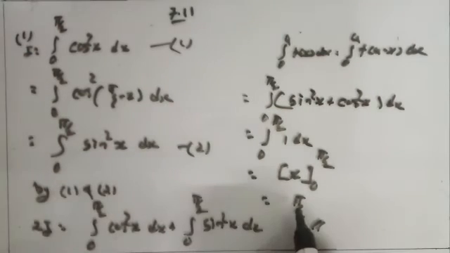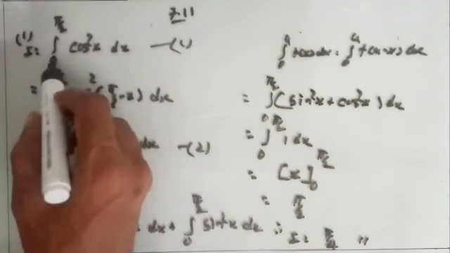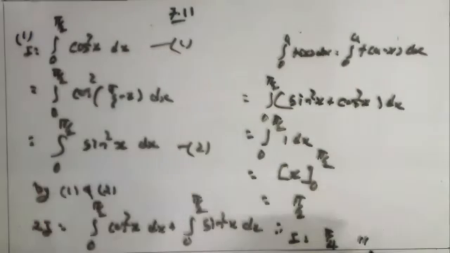2I is equal to pi by 2, therefore I is equal to pi by 2 by 2, that is pi by 4. This is the final answer. Clear this? So the integration of 0 to pi by 2 cos square x dx is equal to pi by 4.